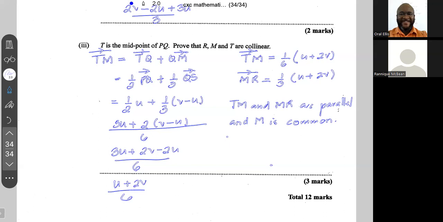Therefore, T, M, and R are collinear. And the word collinear here means they're in the same straight line. They are collinear, which means that they are in the same straight line.